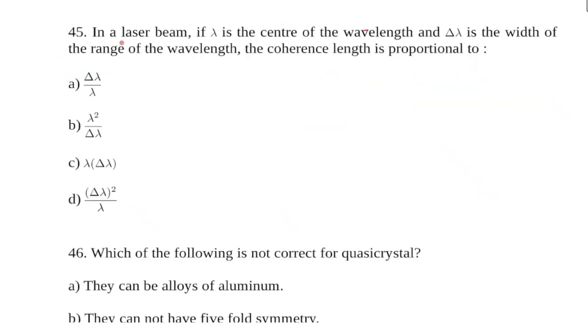Next, 45. In a laser beam, if lambda is the center wavelength and delta lambda is the width of the range of wavelength, the coherence length is proportional to lambda square by delta lambda. So your correct option is option B.